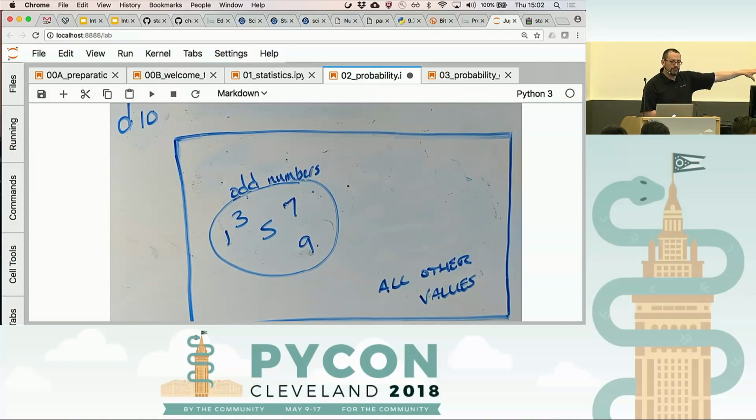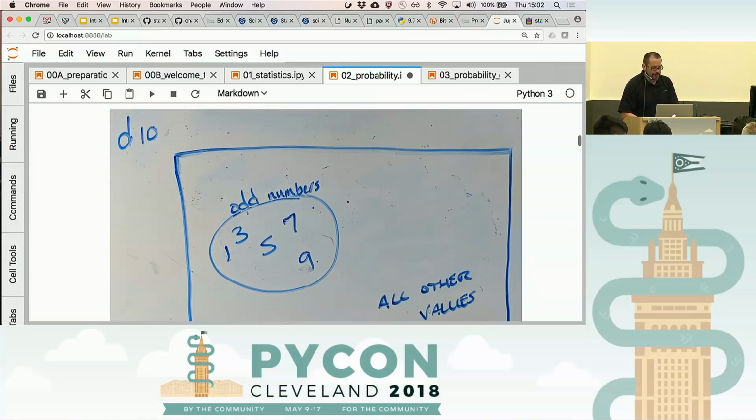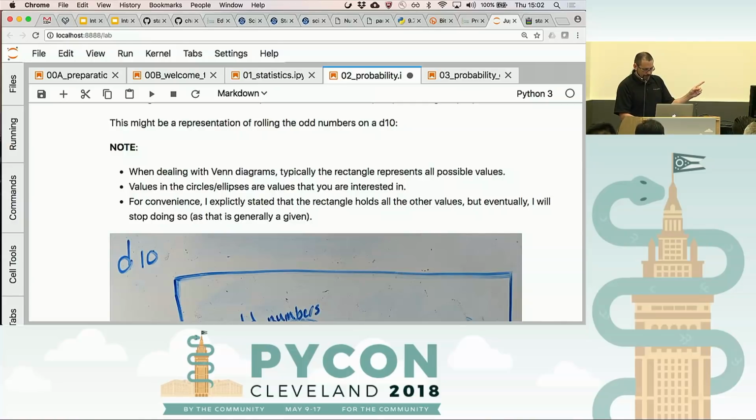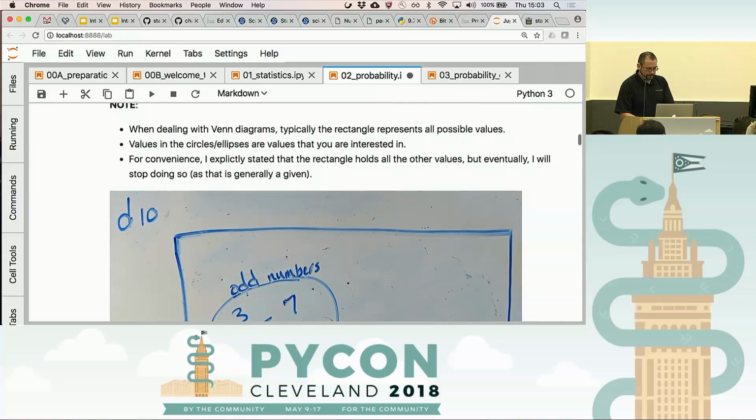If I need more than one oval to represent 2 kind of related events that I care about, I can put more than one oval. We'll see that in a bit. Make sure I didn't miss any of the things. Okay.